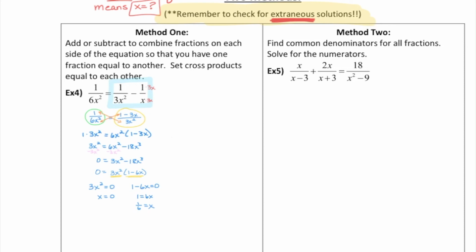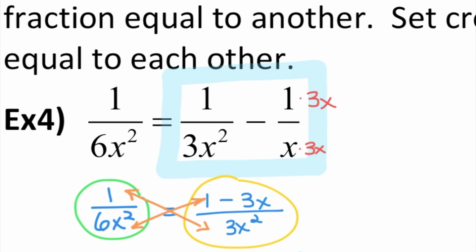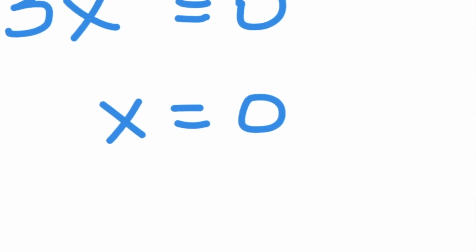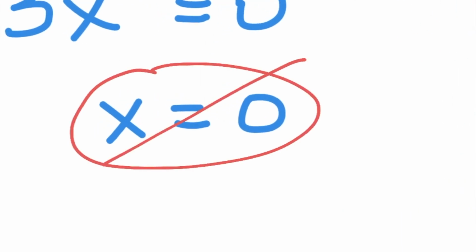In this case, and you would have to test both. So in this case, if you substituted 0 here or here or here, that would make all three of those denominators 0. And so you need to, and I actually would like you to write this, show that you got 0 as an answer, but then indicate that you know that it's an extraneous solution.